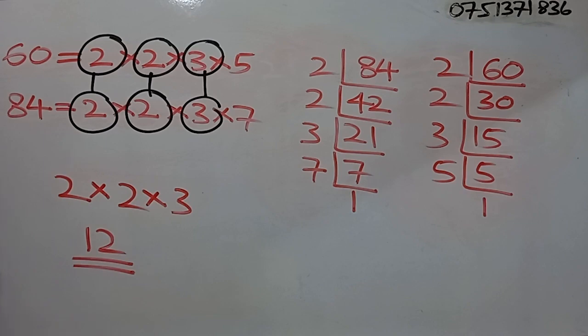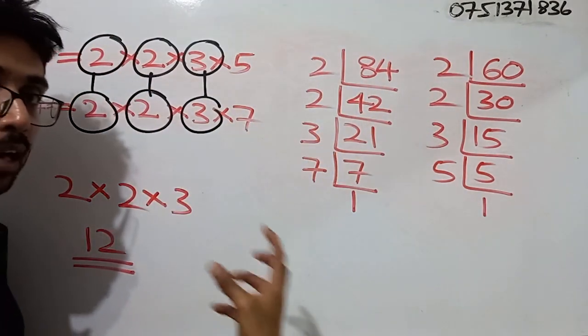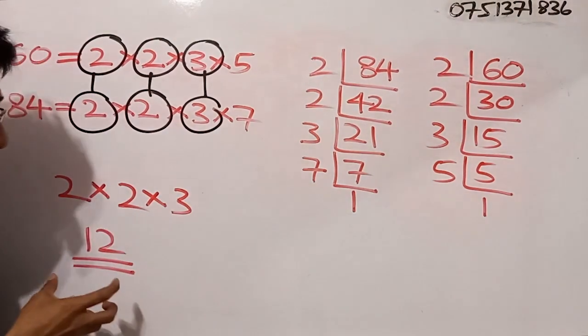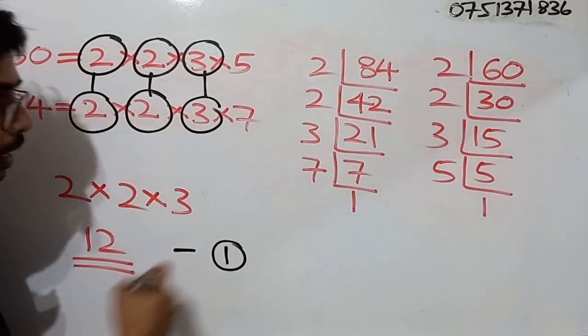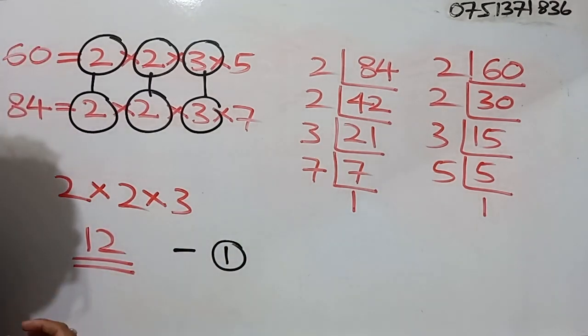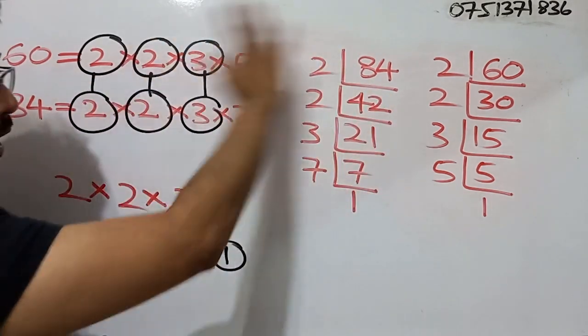That means if we consider these two numbers and we calculate the HCF, what will be the value? 12. Right. So for this part you will be getting 1 mark. And remember, when you are writing answers for these kinds of questions, your working should be visible.